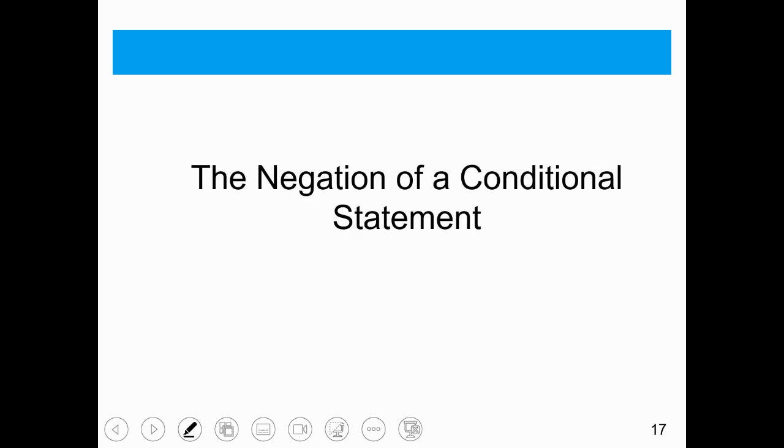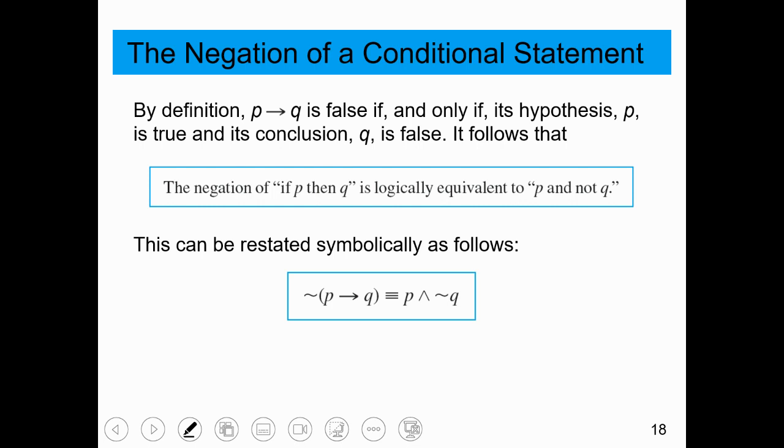Now let's talk about the negation of a conditional statement. So by definition, P implies Q is false if and only if its hypothesis P is true and its conclusion is false. So it follows that the negation of an if P then Q is logically equivalent to P happens and Q does not happen. Okay? So we can say it like this, P and not Q. All right, so that's how you can take a conditional statement and negate it.